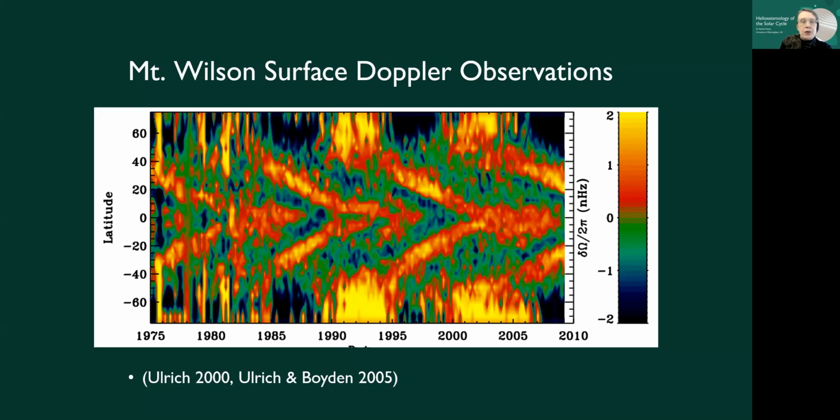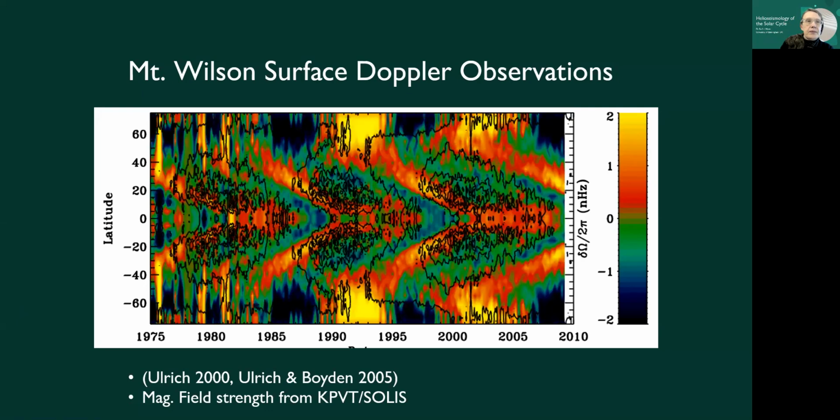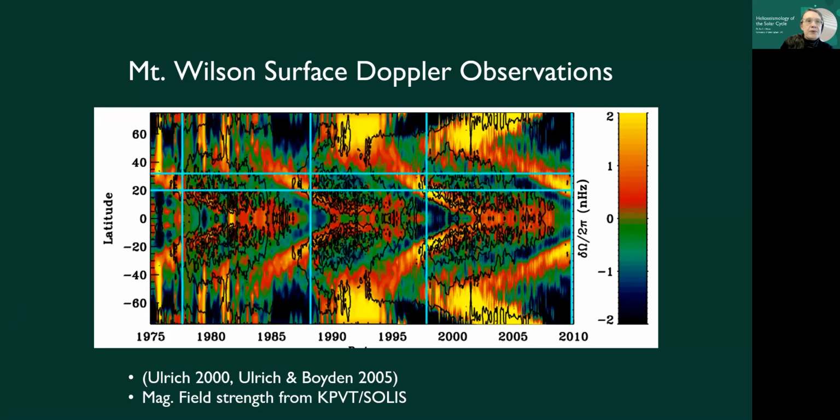And the historic record, represented here by surface Doppler observations from Mount Wilson, suggests that the activity starts to become widespread around the time that the faster rotating band gets down to about 20 or 25 degrees latitude, as represented by these blue lines. So the vertical blue lines show where the cycle is starting, and the horizontal lines are drawn at 35 and 20 degrees. And so you can see where those lines intersect the red, yellow bands.